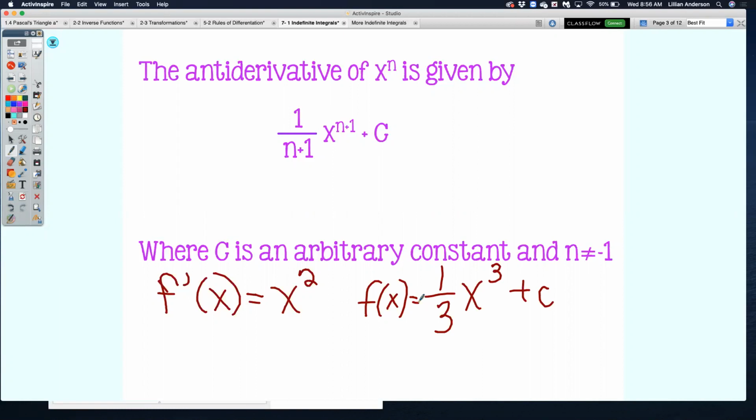You can always check your antiderivative, your original function, by taking the derivative of f of x to see if you do indeed get the derivative. And as we know, we bring down the exponent, subtract 1, and that is how we get x squared. Okay? The derivative of a constant is always 0, but you need to make sure that you include that plus c.